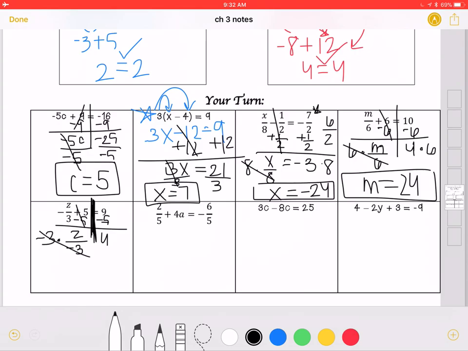Remember, always doing opposite operations. So what is a +4 times a -3? z should equal a -12.